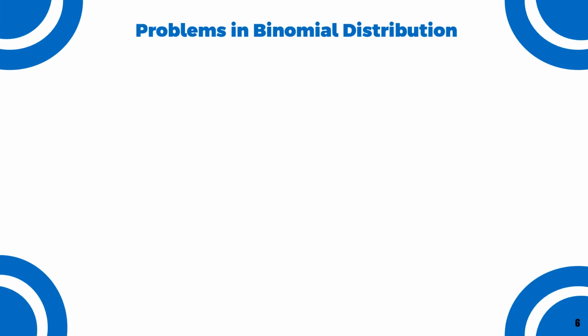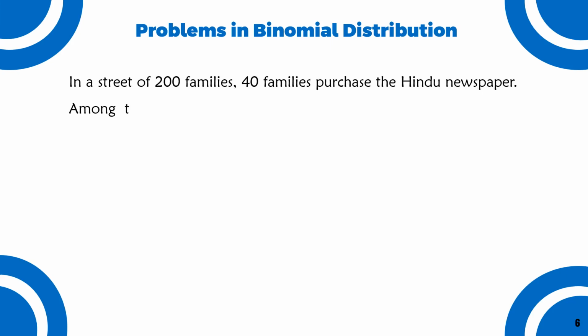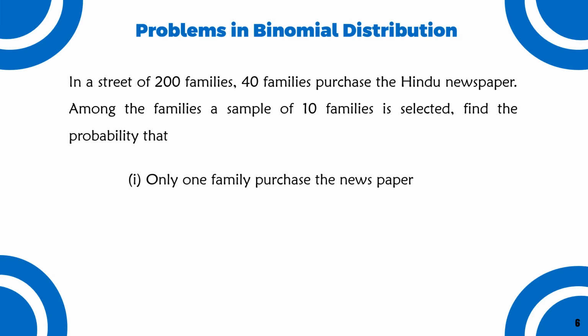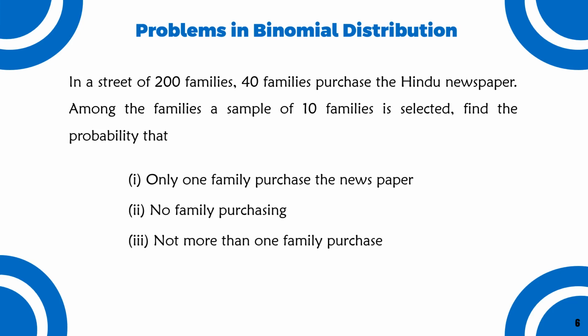Now, let's take a look at a problem in binomial distribution. In a street of 200 families, 40 families purchase the Hindu newspaper. Among the families, a sample of 10 families is selected. Find the probability that only one family purchases the newspaper, no family purchases it, not more than one family purchases it.